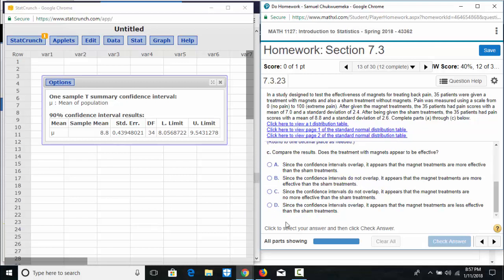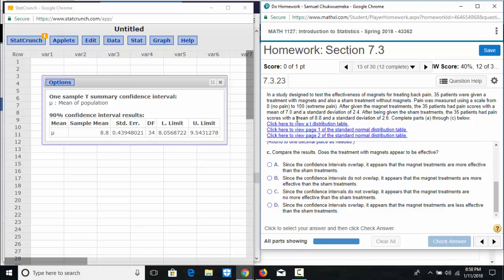So eliminate A. B. Since the confidence intervals do not overlap, it appears that the magnet treatments are more effective than the sham treatments. Okay. C. Since the confidence intervals do not overlap, it appears that the magnet treatments are no more effective than the sham treatments. D, since the confidence intervals overlap, so eliminate D. Now let's look at B and C.